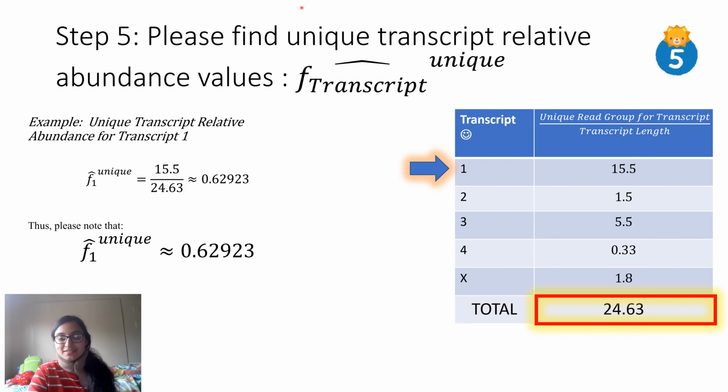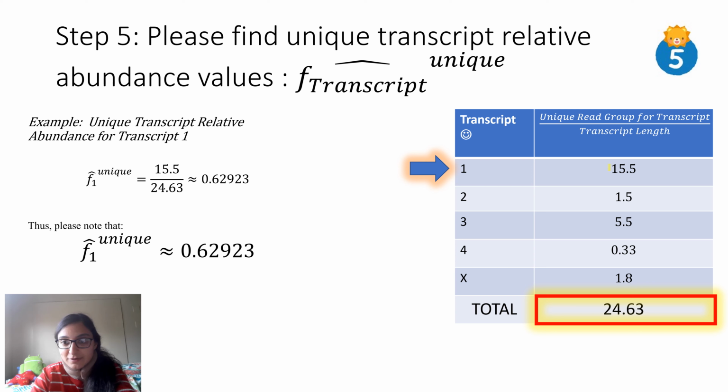So in step 4 we were focusing on finding the unique parts that correspond to each of the transcripts. The next thing we want to do, in step 5, is find the unique transcript relative abundance value, F transcript for a given transcript, unique. These are the same values we just computed, adding up to 24.63. If we want to find the unique transcript relative abundance for transcript 1, we just put this into a fraction out of the total. You just take this value here and divide it by the total.